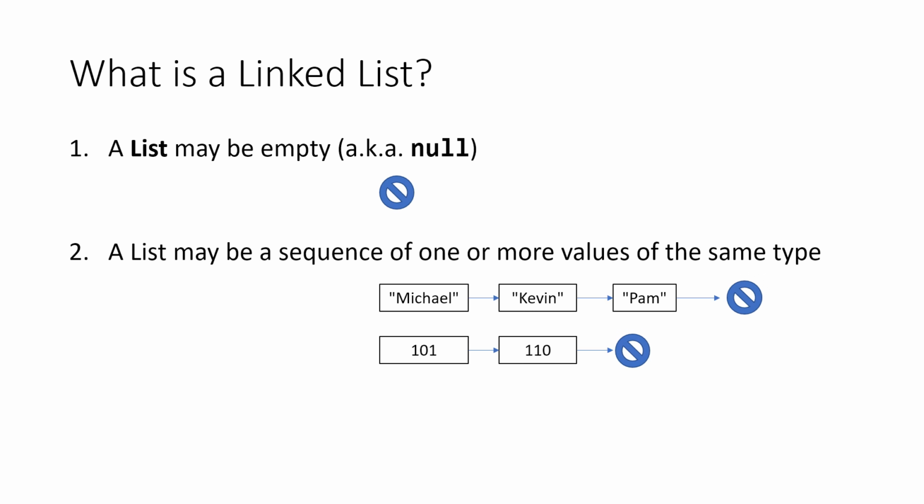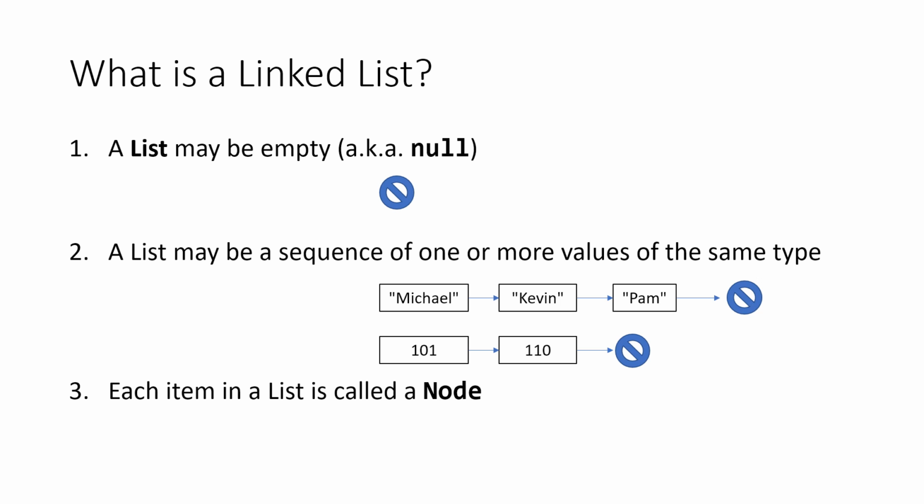A list is a sequence of one or more values of the same type. So Michael followed by Kevin followed by Pam, these are all strings. And each of these string values is followed by some other string value or the empty list, which designates the end of our list. 101 followed by 110, we've got a sequence of values that are numbers.